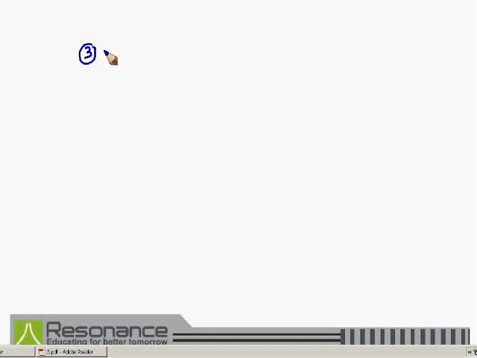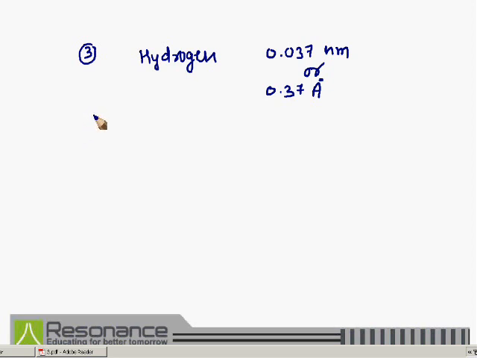And the third note is, the hydrogen atom is the smallest atom of all, having atomic radius 0.037 nanometer or 0.37 angstrom. Hydrogen has atomic radius 0.037 nanometer or 0.37 angstrom. It means hydrogen is the smallest atom.